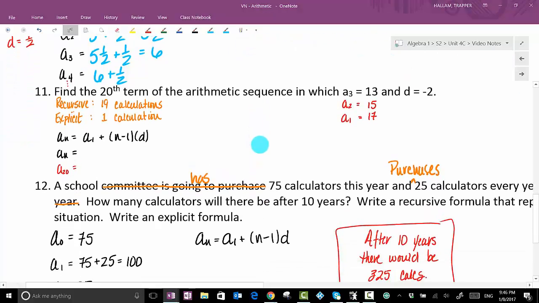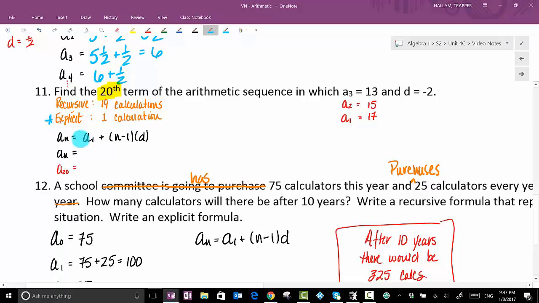All right, this one says we're going to go down to the 20th term of an arithmetic sequence, but they gave us a sub 3 this time, or the third term of the sequence, and they give us a difference of -2. So for this one with 20 terms, I would not most likely do a recursive formula, because that means I've got 19 calculations. So I'm probably going to try to write the explicit rule, and that just means after I write it, I've only got one calculation. So that's the route that we're going to take.